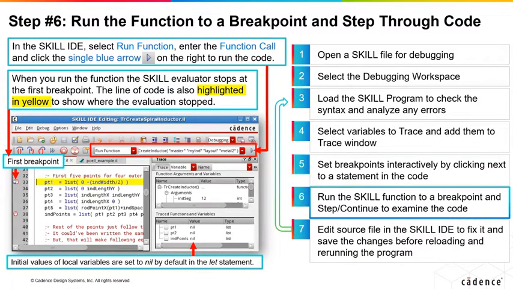What will happen then when you run the skill evaluator is it will stop at the first breakpoint it sees. You can see here when it stops, it highlights that particular line in yellow. That shows you where you're at. You can go observe the values of the variables. In this case, if you look at the variables there, PT1, PT2, they've been initialized to nil in the let statement, but they've not had a value assigned yet. So as you progress through the code and step or continue on through the code here, values will be assigned to these. But at this point, you simply run to the first breakpoint and you're ready to then proceed.